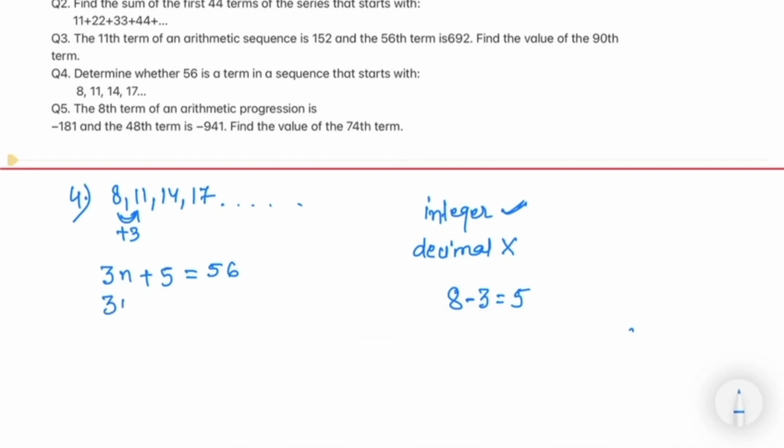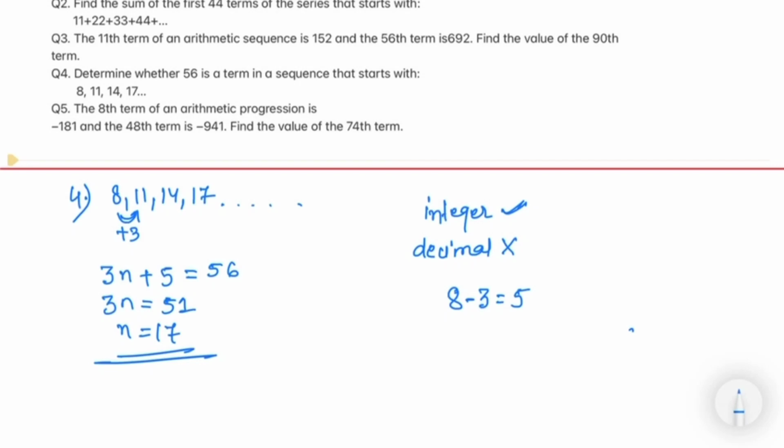Now 3n equals 51, because your 56 minus 5 will be 51, because 5 will go to the other side and it will be minus 5. Now 51 divided by 3 will be how much? 17. It means that yes, 56 is a term, which will come as the 17th term. Okay? Or we can say that it will come in the 17th position.